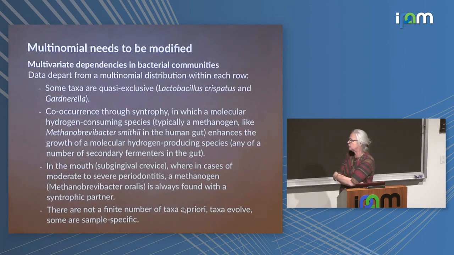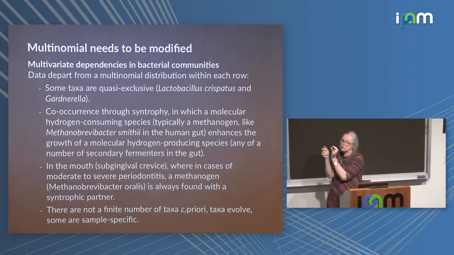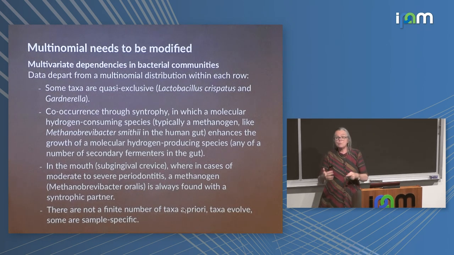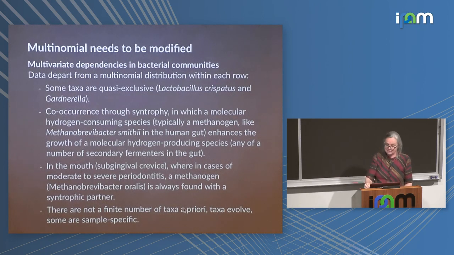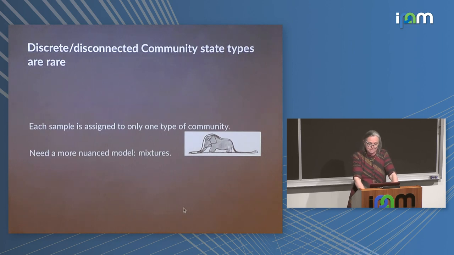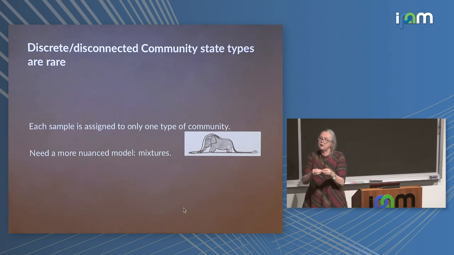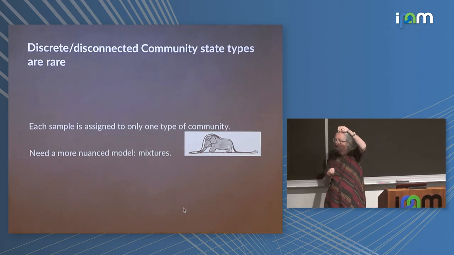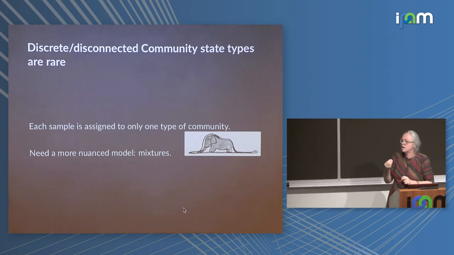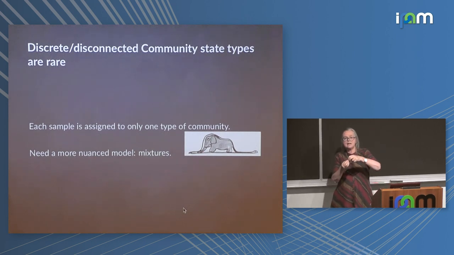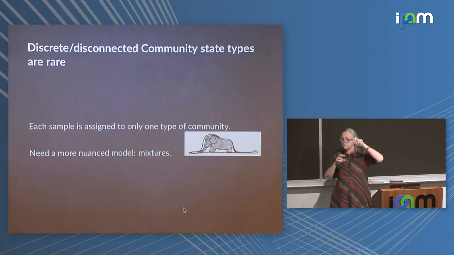It's a hierarchical model in which we're going to make topics of things which co-occur a lot. And so we're going to modify the multinomial, but the multinomial Dirichlet is the basis of how it works. So this is also about interpretability and about latent variables. I showed you the example of pregnancy, and in that example, I said each sample was given one color according to its community state type. And now, with this topic model, we can do something better. We can give each sample several topics that they're about.